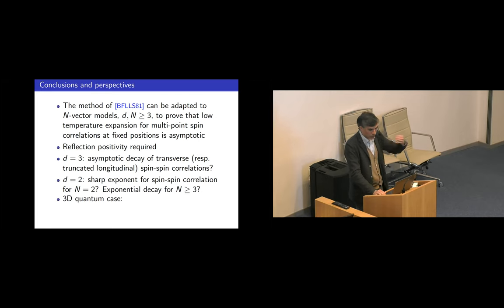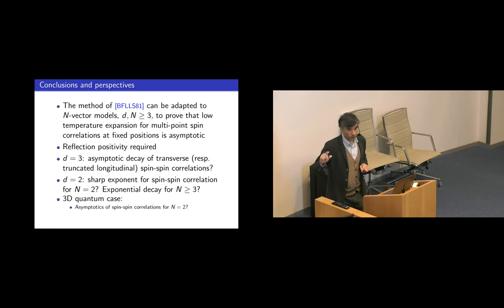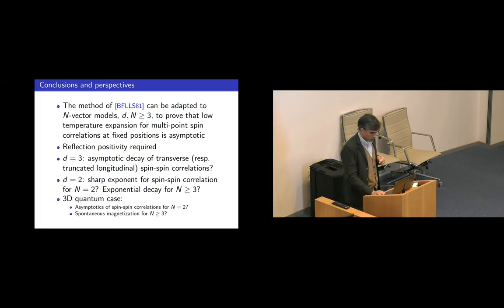Even more challenging open problems concern the quantum case. In the quantum case, in three dimensions, it's known that the quantum rotator model, the quantum XY model, has spontaneous magnetization. Again, reflection positivity is used to prove that, but there is no information about decay of correlations. It would be nice to get upper and lower bounds à la Bricmont and company in the quantum case. This is open as far as I know.